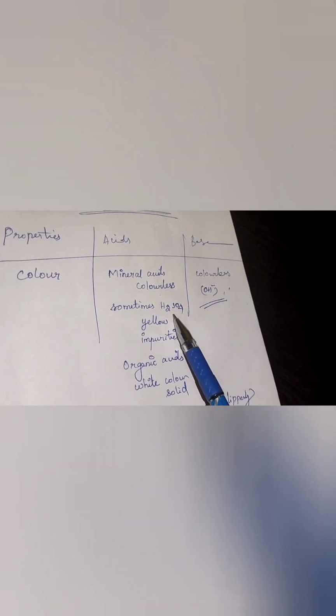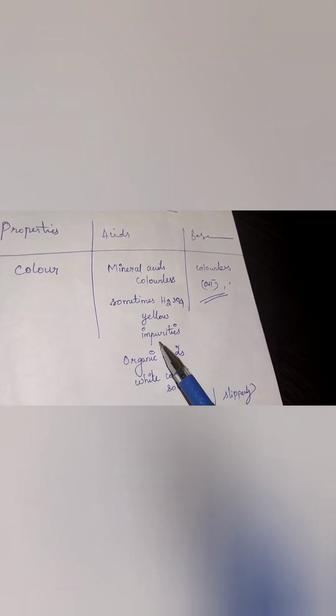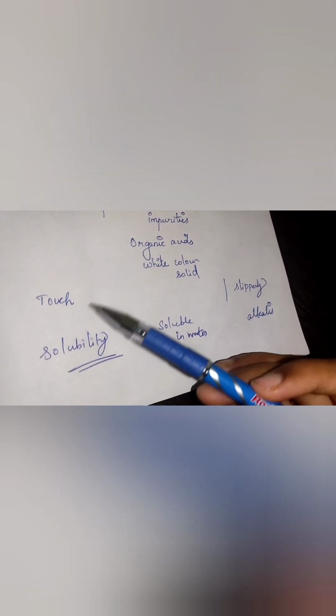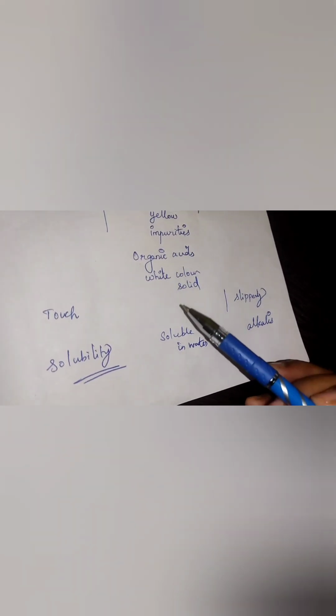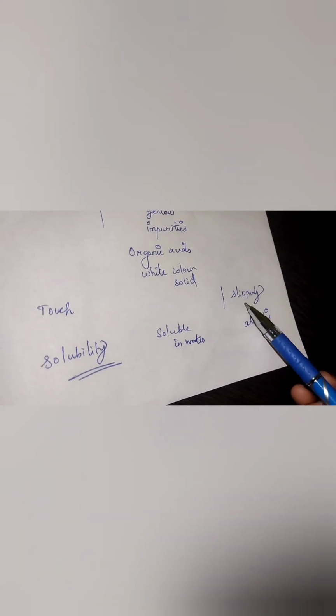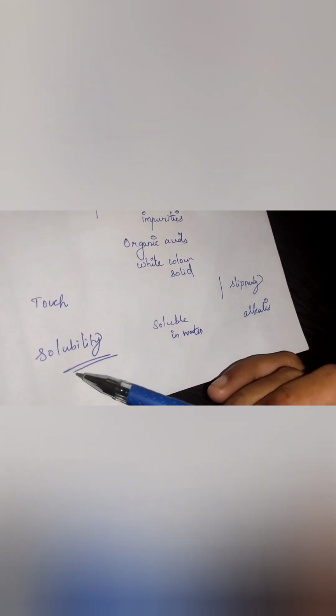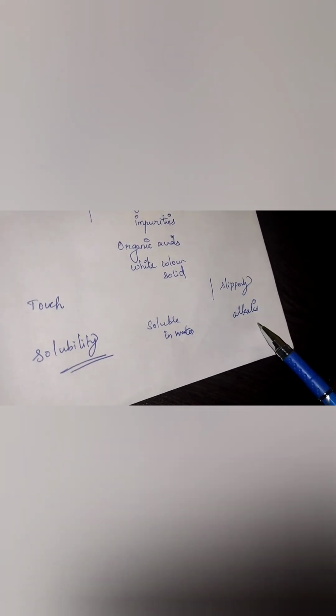Again I will repeat the physical properties of acids and bases. Color: mineral acids are colorless. Sometimes H2SO4 will be yellow due to some impurities present in the acid. Organic acids are white colored solids, and base is colorless except for OH minus ions, hydroxide ions. If we touch the acid, we can't, because it is corrosive. If we touch a base, it is slippery to touch. Then solubility: acids are soluble in water, and some bases are soluble in water, and those are known as alkalis.